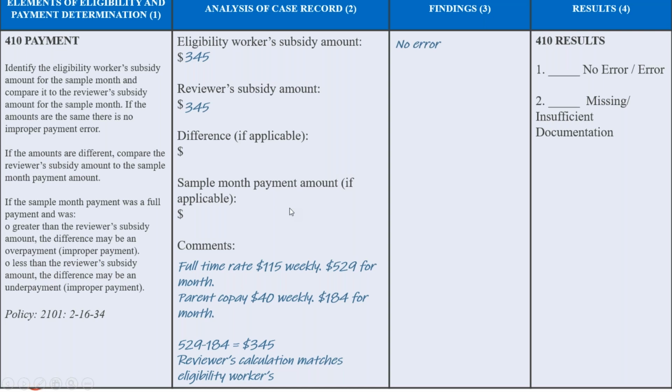So we have no error. And column 4 is coded as having no error. You will also note that here in element 410, there is no 2A. Since this is not bringing in new errors, this is just figuring out whether there was an improper payment.